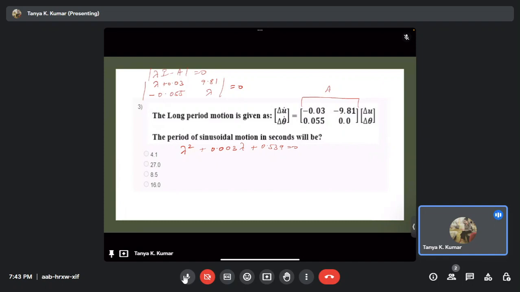Now when you find the roots of this equation, they will be in the form of a plus or minus ib, right? And this b will be the frequency of oscillation, correct? Amplitude plus frequency, correct? So you find this frequency, find b. What are the roots of this equation? What is this a plus ib? What are a and b?